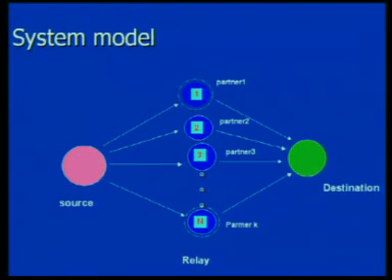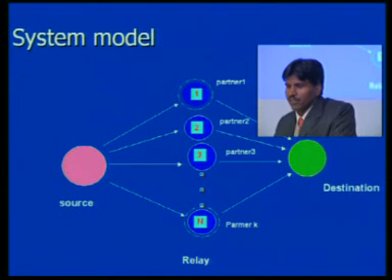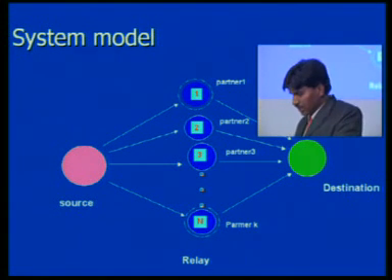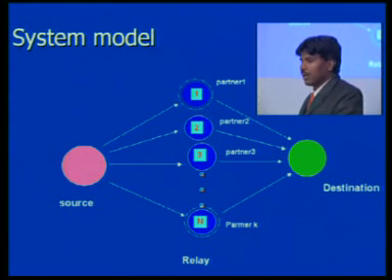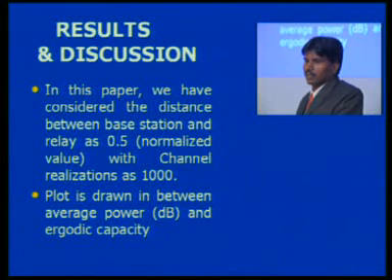This is the system model that I have taken. First is the source, which will transmit its information. The second is the relay section, which will relay the information. In this model, I have chosen the coded cooperation relaying protocol for relaying the information to the base station.